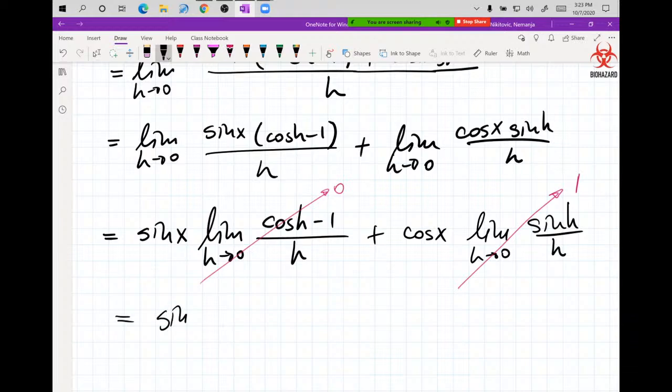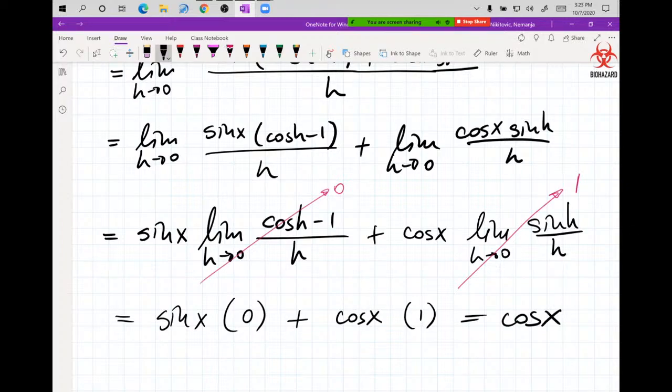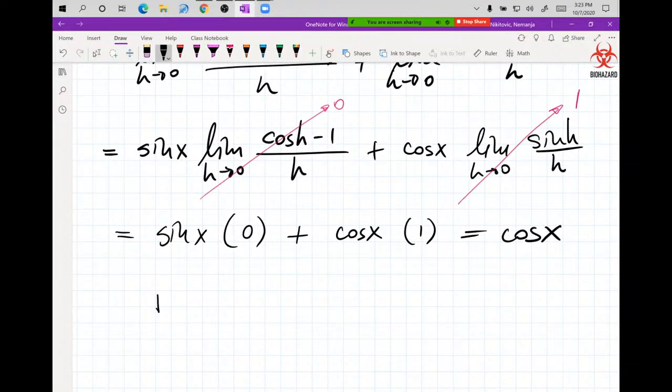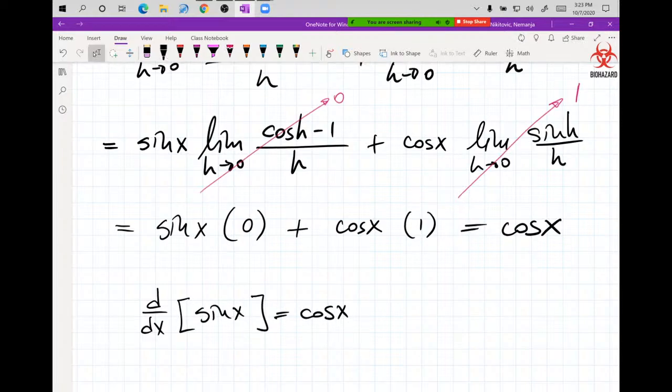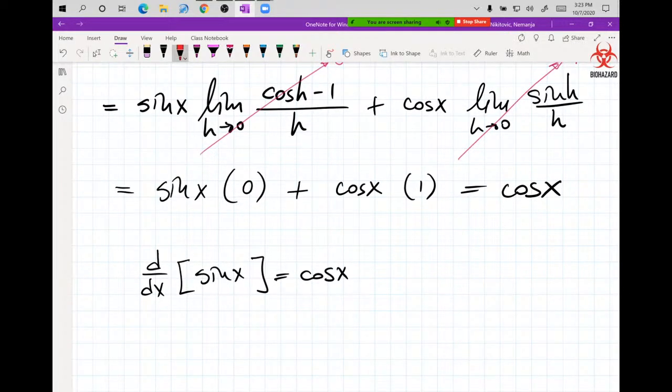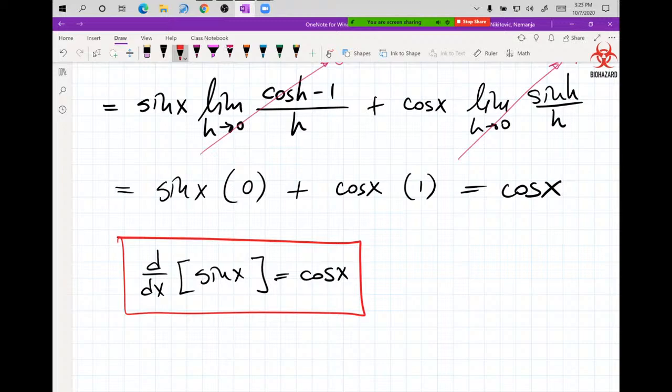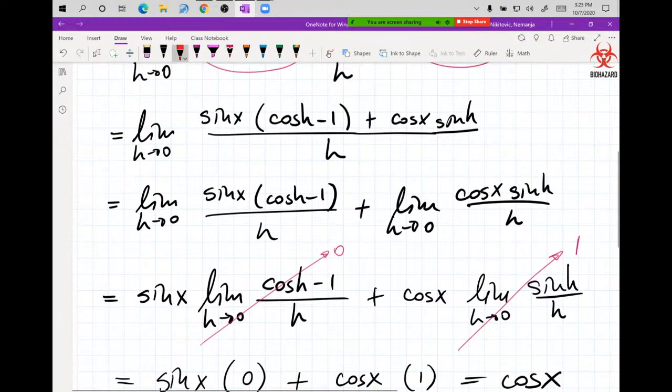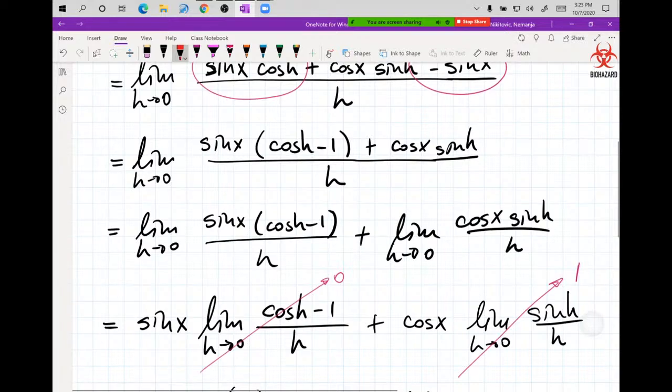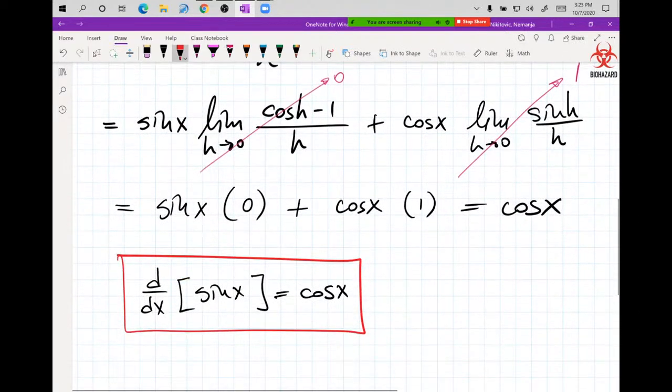So you have your sine x times 0 plus cosine x times 1, for a total of cosine x. And there you have it. The derivative of sine x is cosine x. So this was all this work to figure out this shortcut formula which you are supposed to memorize, so that you do not have to go through this calculation every time you need to take the derivative of sine, which will be a lot.